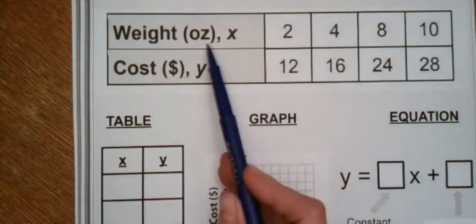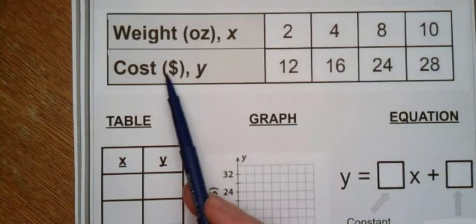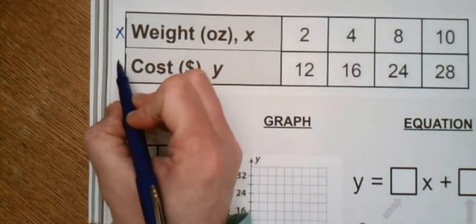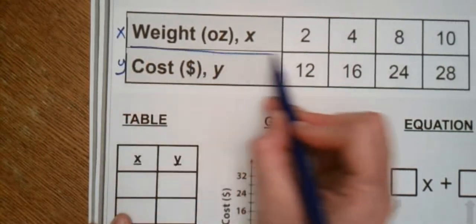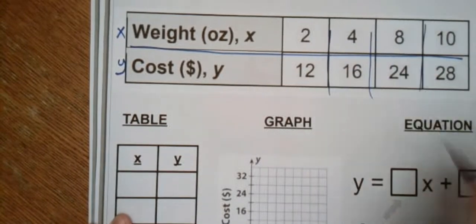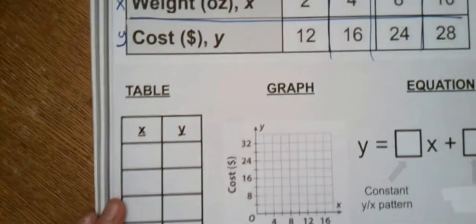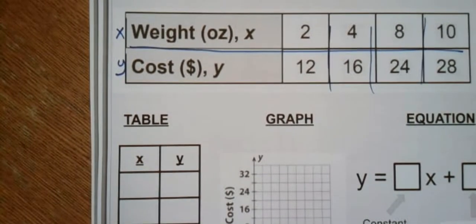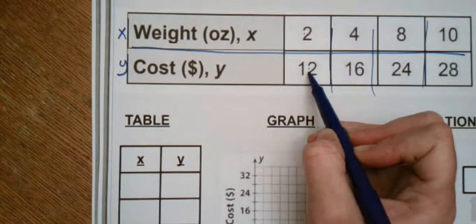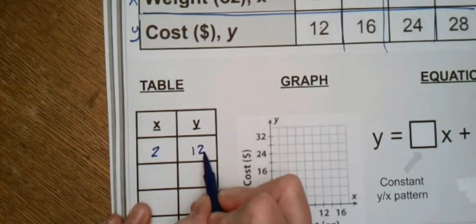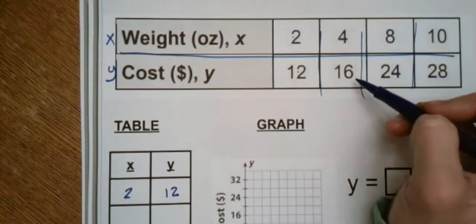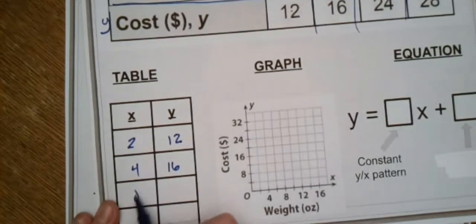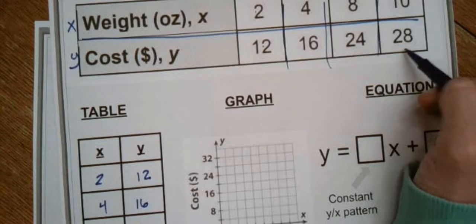So here we've got weight in ounces of something that we're purchasing and the cost. So again, just like a regular table, x always comes before y. We got x and we got y, and this is just a horizontal table. We're just going to change it to write it vertically because sometimes it's easier to write an equation. So it looks like 2 ounces is $12, and then I've got 4, 16, 8, 24, and then 10, 28.